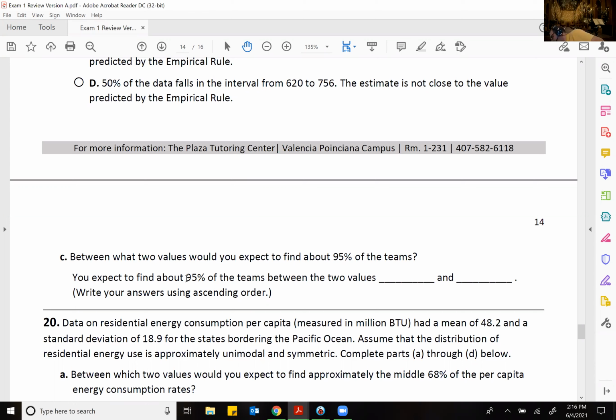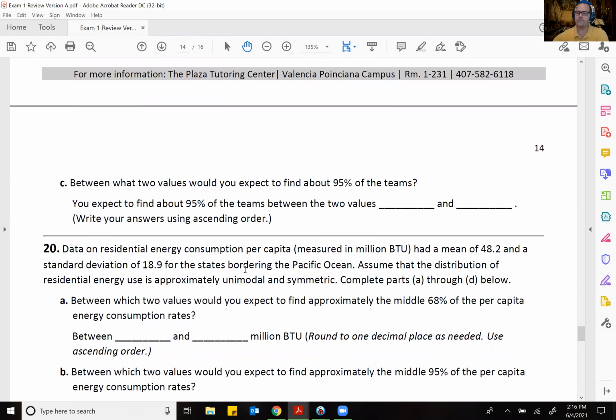Any questions on number 19? What's the second part? Which one? What were the values again? So our first value was 552 and our second value is 824. Okay. All right. Number 20.